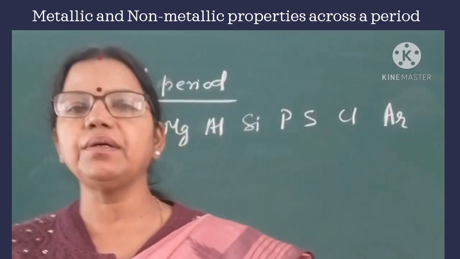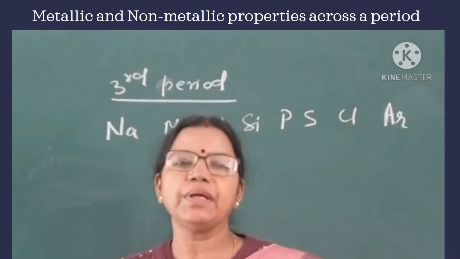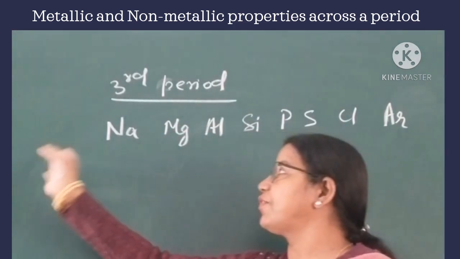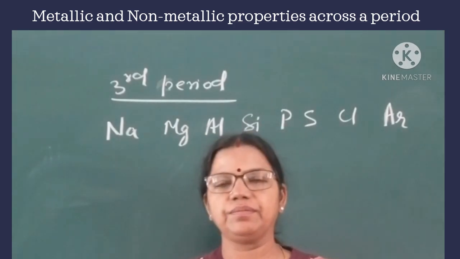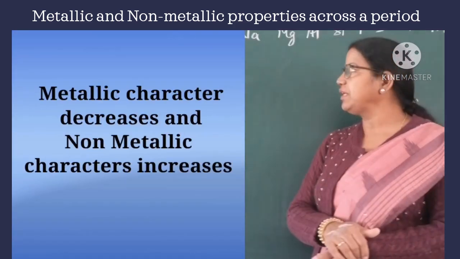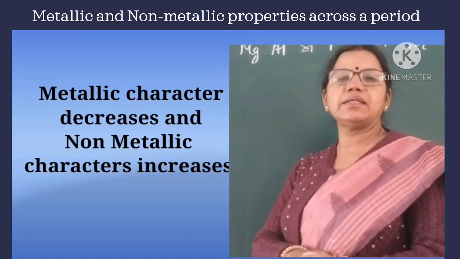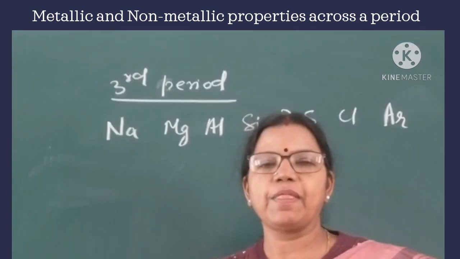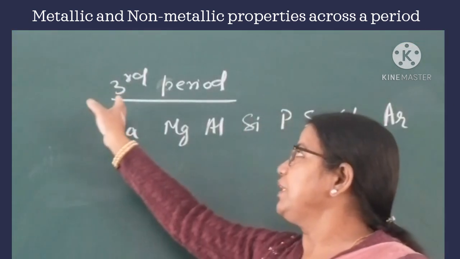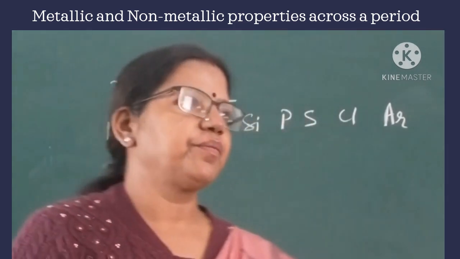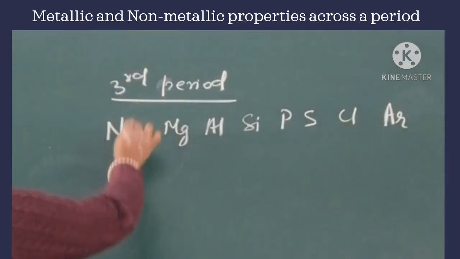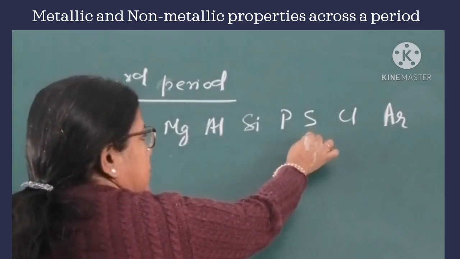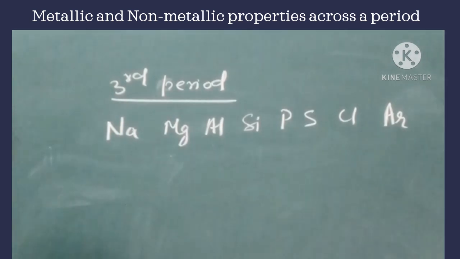Non-metallic character across the period. That means how do the metallic and non-metallic character change on moving from left to right in a period. Children, on moving from left to right in a period, metallic character decreases, whereas non-metallic character increases. Let us take the example of the third period. The elements of the third period are sodium, magnesium, aluminium, silicon, phosphorus, sulfur, chlorine and argon.